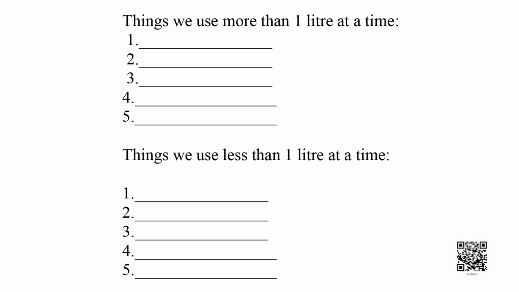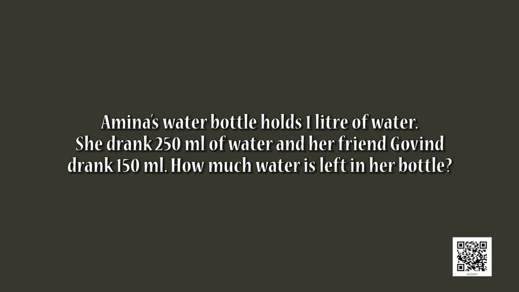Children, now you can list things which we use more than 1 liter at a time and less than 1 liter at a time. Children, let us solve some problems. Amina's water bottle holds 1 liter of water. She drank 250 milliliters of water and her friend Govind drank 150 milliliters. How much water is left in her bottle?